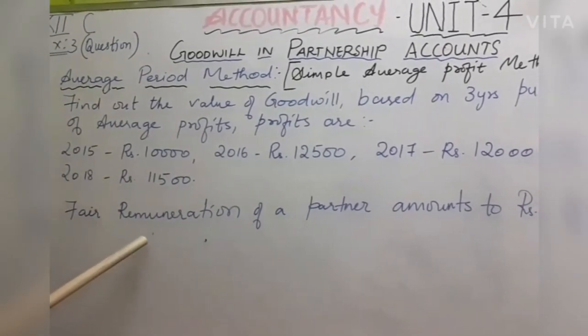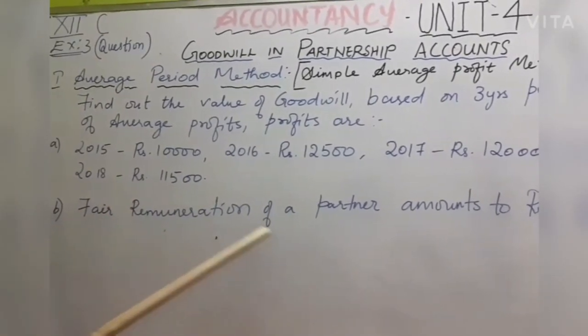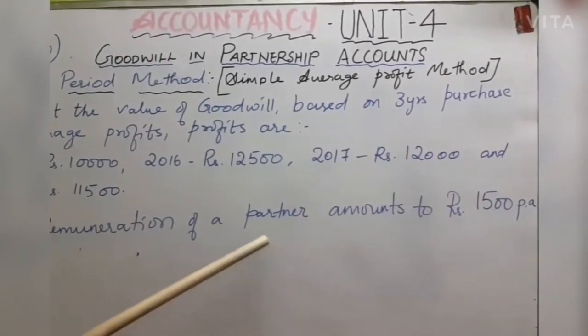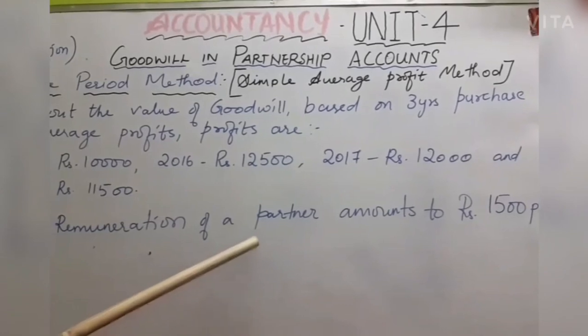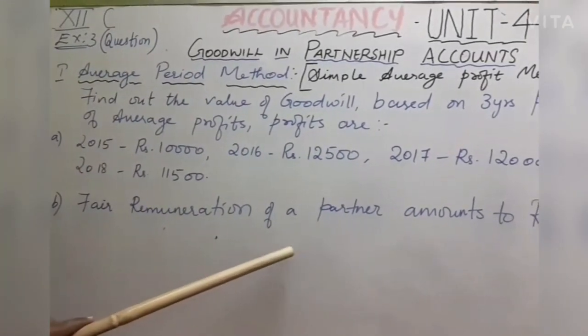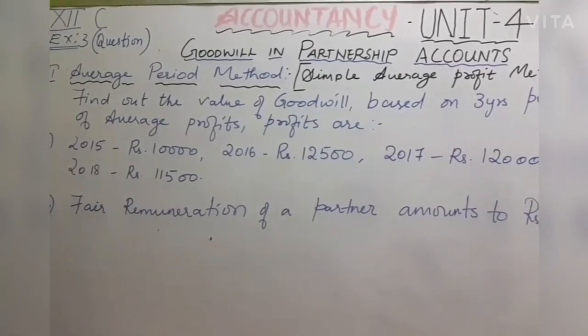One additional point is given for you. Fair remuneration of a partner amounts to rupees 1500. Only this is the additional information. So what you want to do with this fair remuneration, we will have to see when we do the sum. Okay, let us proceed with the sum.